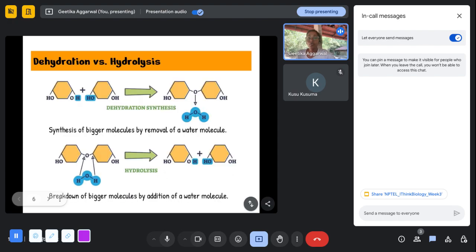Moving on to dehydration versus hydrolysis. So, dehydration, as the word suggests, is a type of reaction in which a water molecule is removed, and it basically leads to synthesis of bigger molecules. For example, you have two molecules here, and if you remove the hydrogen and the OH, so, if you remove the water molecule, you get this bigger molecule, which is comprised of these two smaller ones. And the reverse of this is basically hydrolysis. If you add water to a bigger molecule, then it can become two small molecules. So, breakdown of bigger molecules by the addition of a water molecule is called hydrolysis.